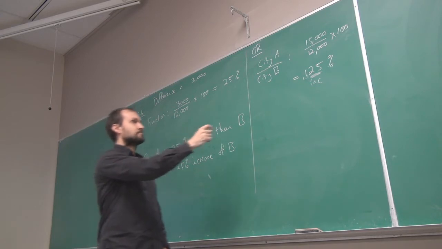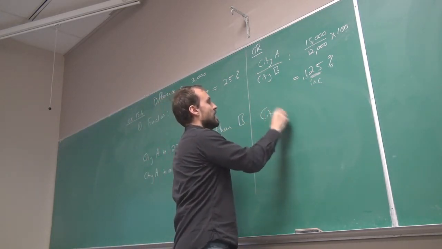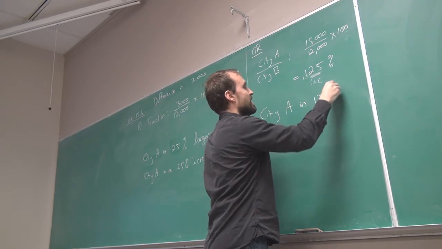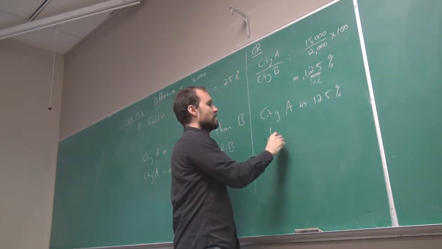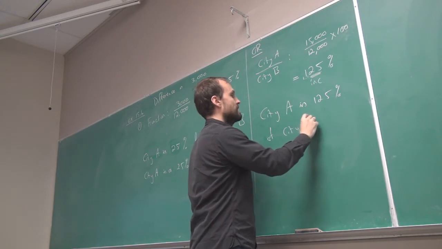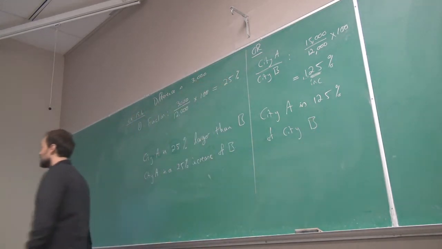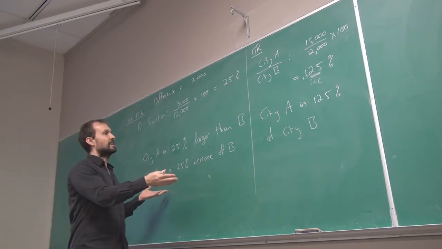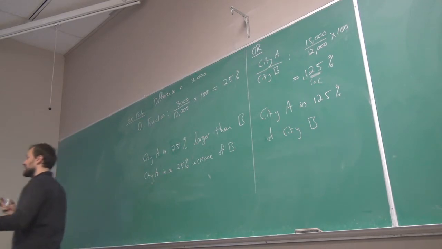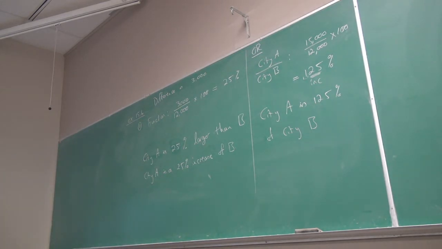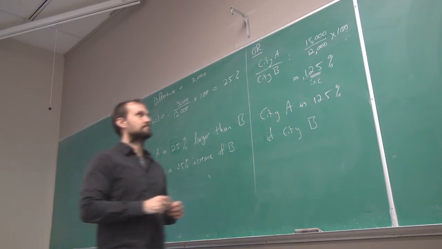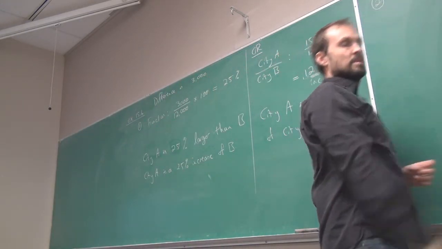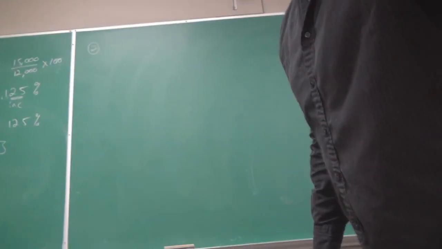Or you can say here that city A is 125%, of course in population, of city B. All of them mean the same thing. All of them imply a 25% increase, but they're phrased differently. And I have to be comfortable with all of them. But the one thing that this relies on is what city is this change relative to? In this case, it's B. That might be the only challenging part.